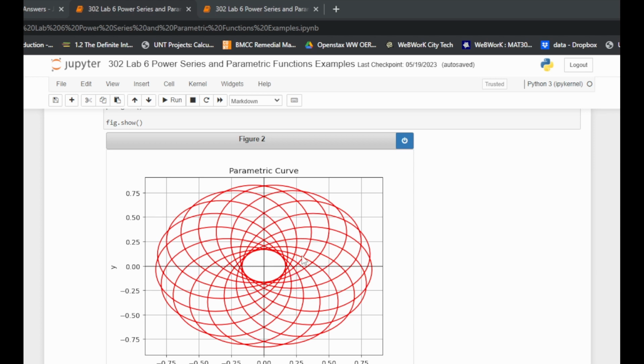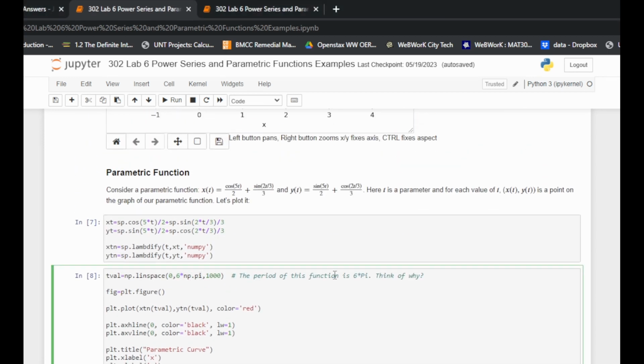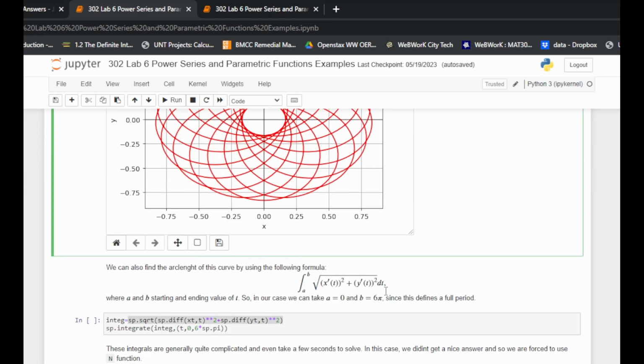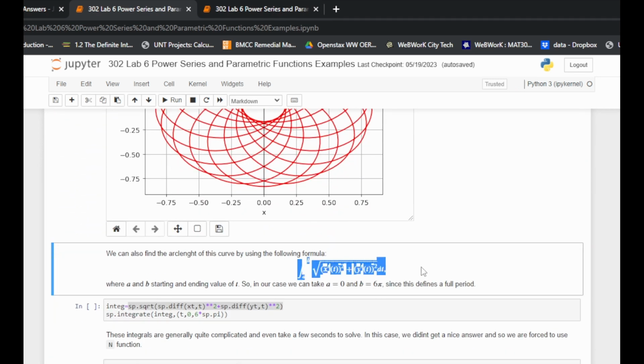So next, let's try to find the length of this curve. We know this is a periodic curve, and in fact we know the period is 6 pi. It's given to us already. So we will use the following integral to calculate the arc length. This is the integral from a to b, where a and b is the range for t, of the square root of the derivative of x with respect to t squared plus the derivative of y with respect to t squared, dt. In this case, our a and b will be 0 and 6 pi, since it's one full period.